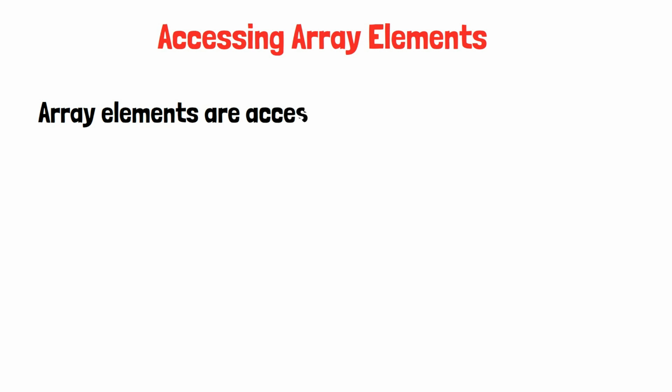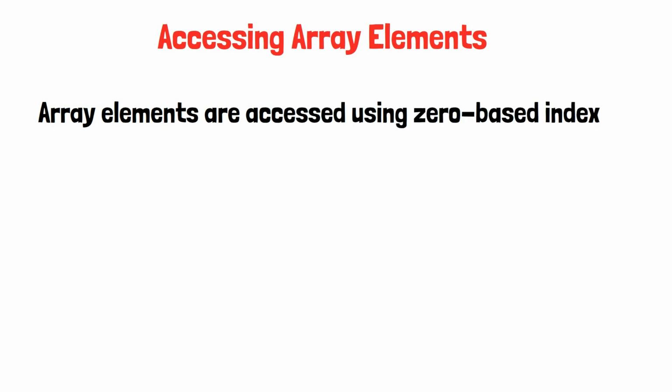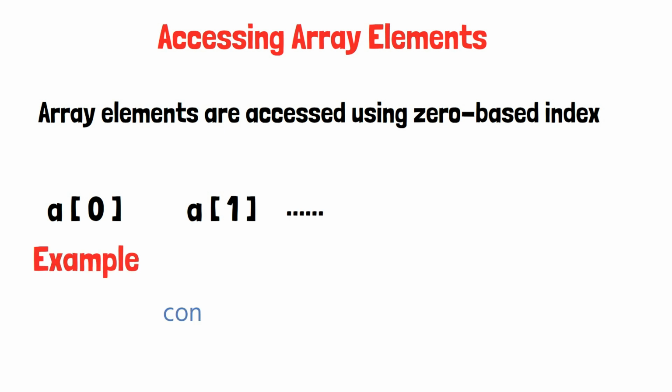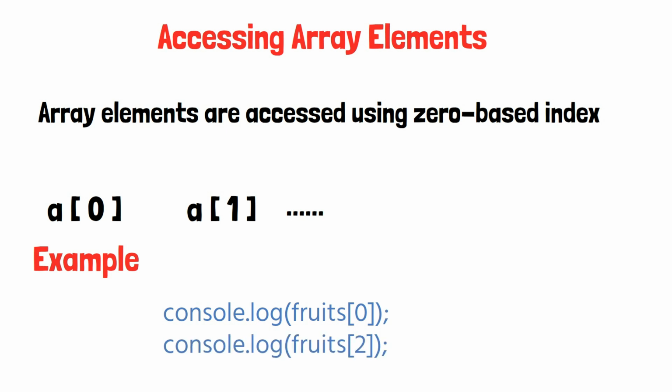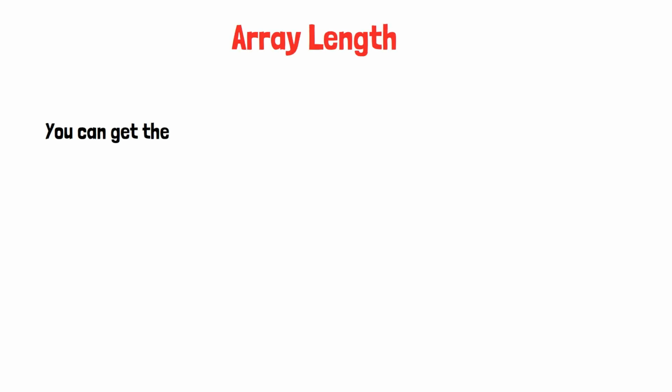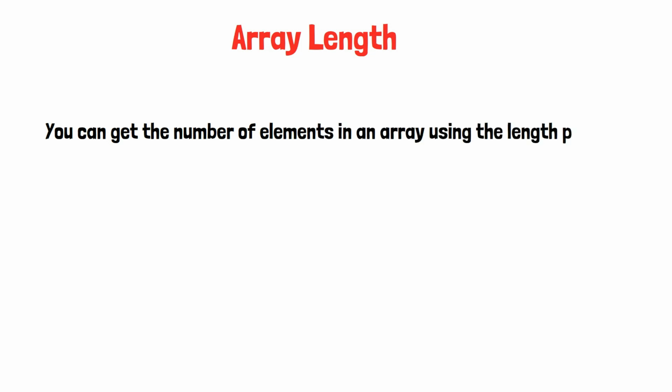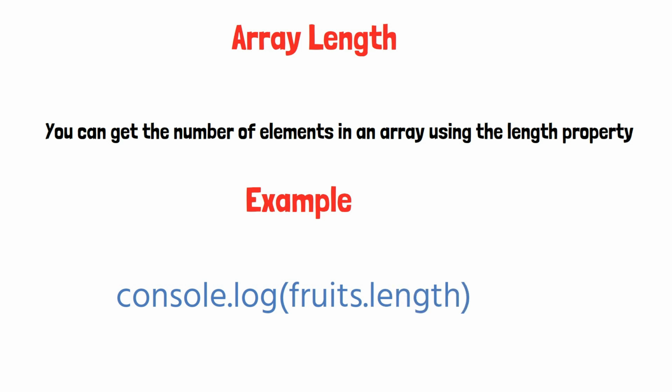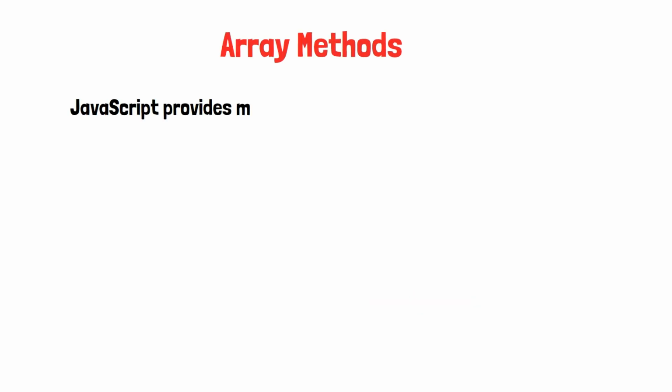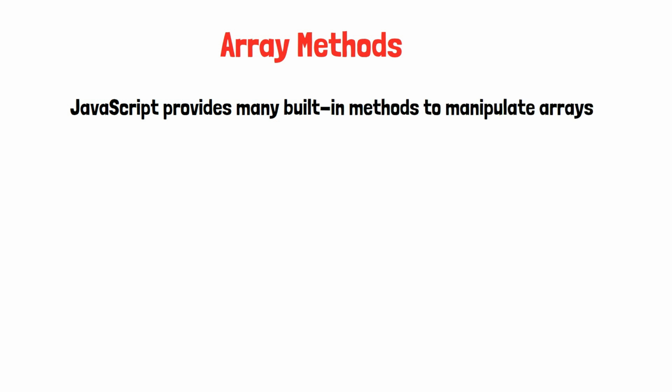Accessing array elements. Array elements are accessed using zero-based index. The first element has an index of 0, the second element has an index of 1, and so on. Array length. You can get the number of elements in an array using the length property. Array methods. JavaScript provides many built-in methods to manipulate arrays.